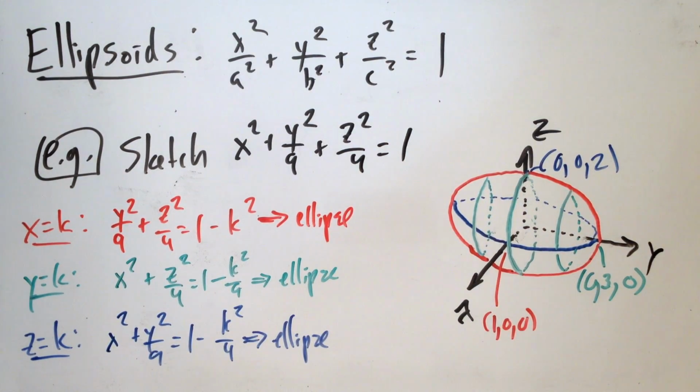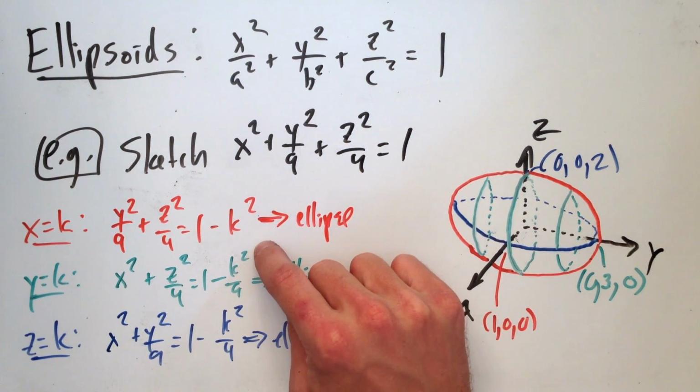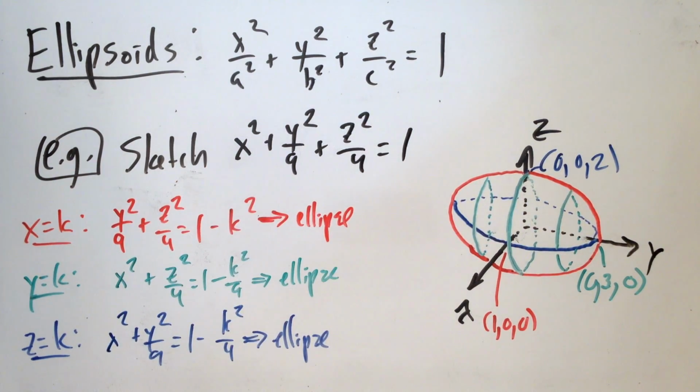In this case, we get something called an ellipsoid, which is really the proper three-dimensional generalization of an ellipse. Every single trace, no matter whether it's vertical or horizontal, over x, y, or z, is an ellipse. So let's look at x squared plus y squared over 9 plus z squared over 4 is 1. If we set x equal to k, a constant, we have y squared over 9 plus z squared over 4 is 1 minus k squared, which is an ellipse in y and z. So I drew 1 here.